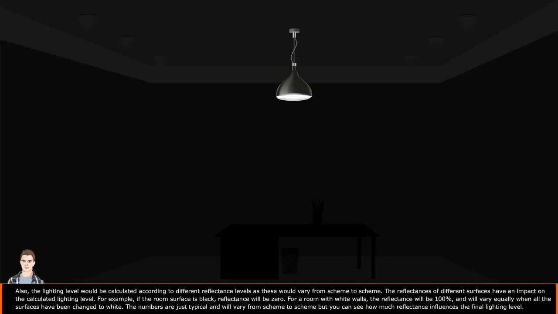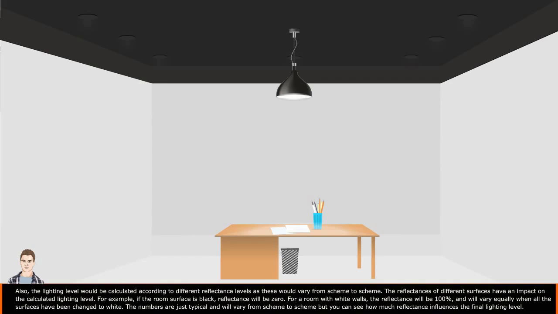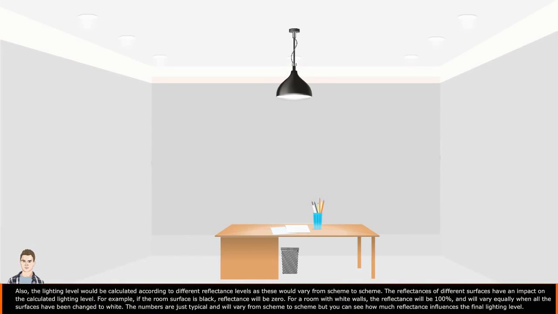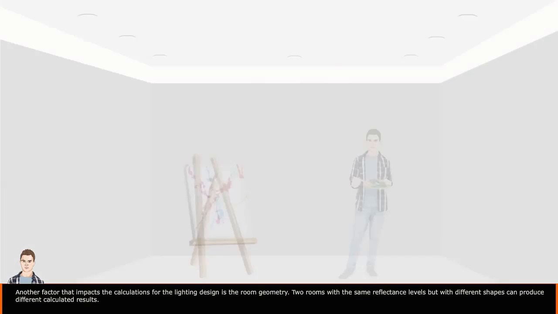For example, if the room surface is black, reflectance will be 0. For a room with white walls, the reflectance will be 100% and will vary equally when all the surfaces have been changed to white. The numbers are just typical and will vary from scheme to scheme, but you can see how much reflectance influences the final lighting level. Another factor that impacts the calculations for the lighting design is the room geometry. Two rooms with the same reflectance levels, but with different shapes, can produce different calculated results.